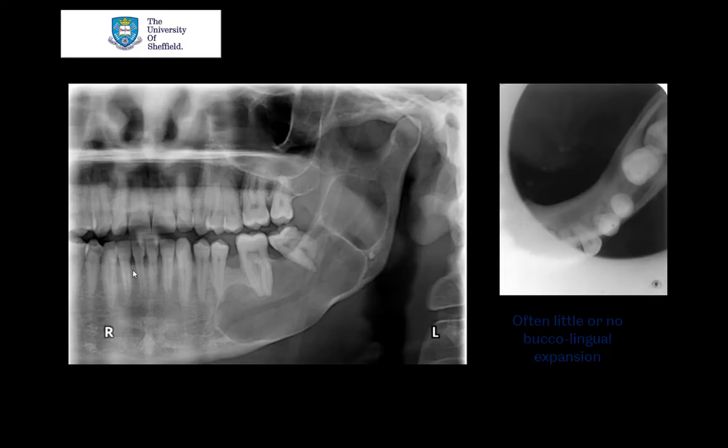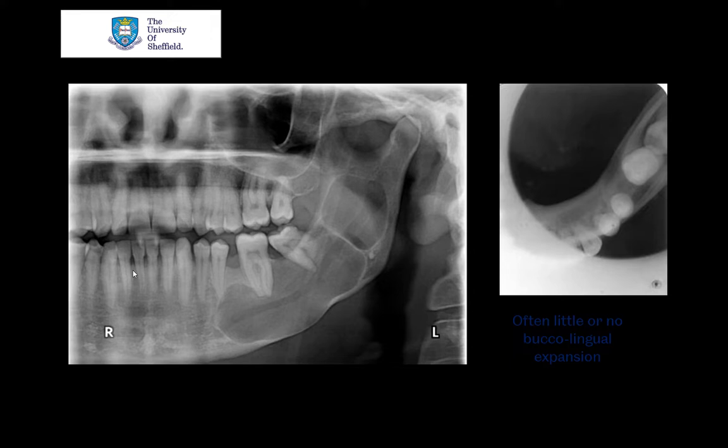In other cases, you will see a classic multilocular radiolucency. This very definitely has a number of different compartments to it. The inferior dental nerve is running quite clearly down through the center of this. The lesion is well defined, it's corticated in areas.